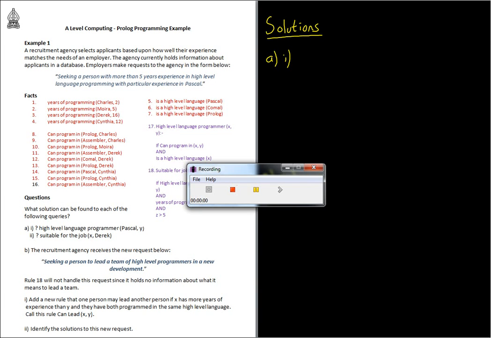Okay, in this tutorial we're going to look at this example question.